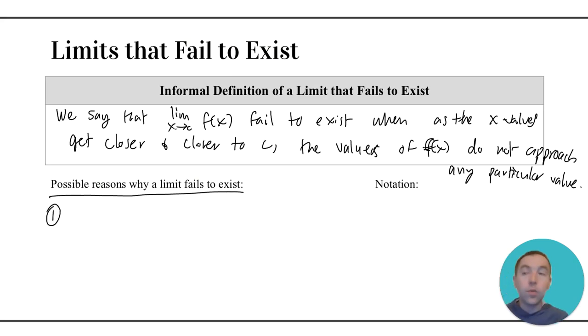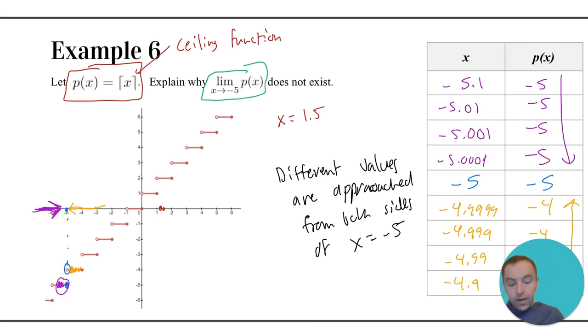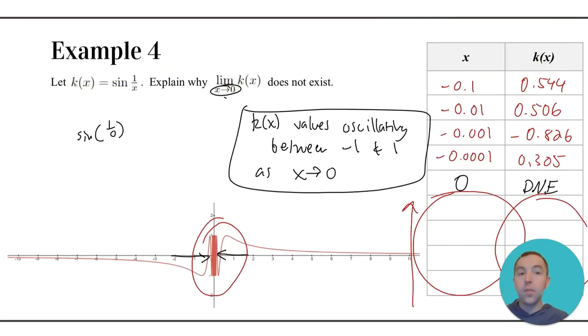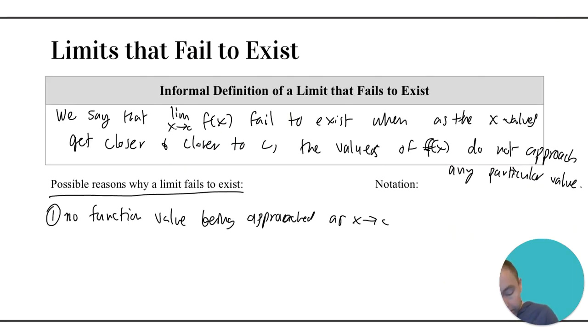So, some possible ways where a limit might fail to exist is if there's going to be no function value that is being approached as x goes to c. Okay. So that's best exemplified, and what's intended right there is to talk about what's happening here in example four, because we weren't approaching any particular value, right? Because it was oscillating and that sort of thing, right?